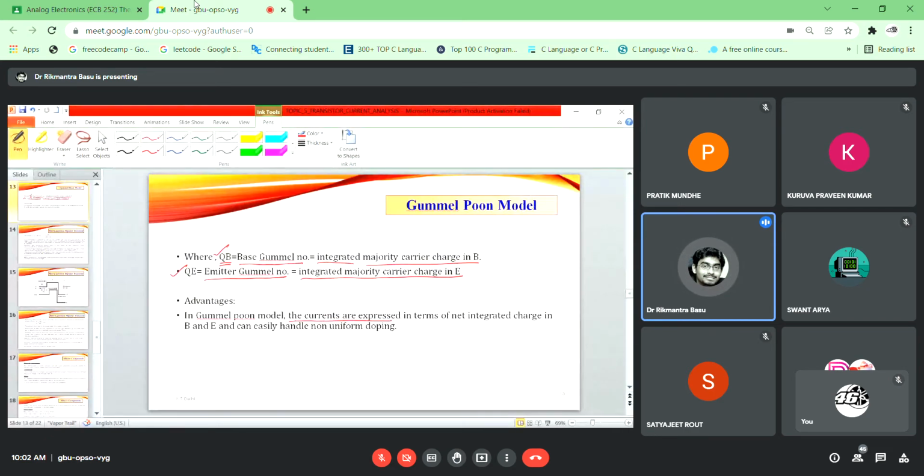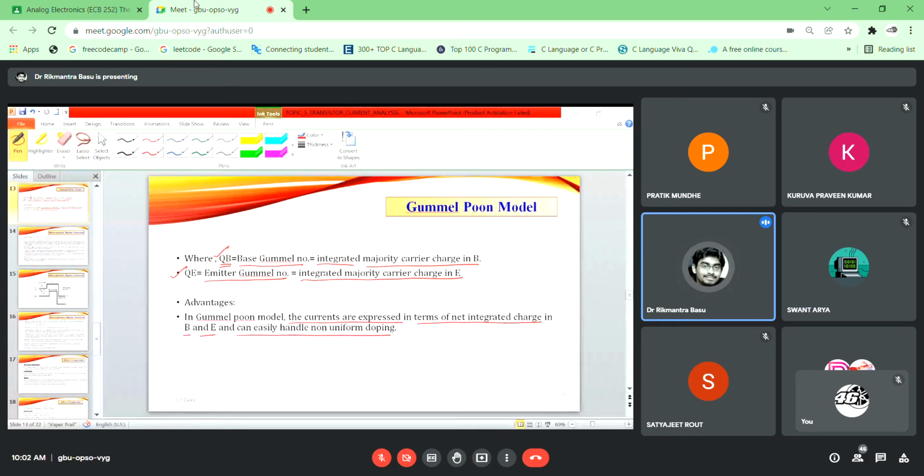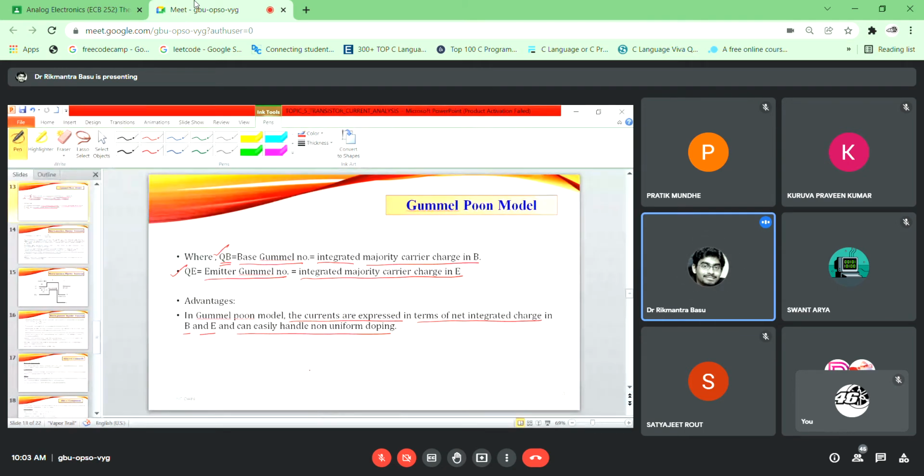Advantages of the Gummel-Poon model: the currents are expressed in terms of net integrated charge in the base and emitter, and non-uniform doping can easily be handled, which was not possible in the charge control analysis or any other analysis. But one common thing is that the charge control analysis, the Gummel-Poon model and the Ebers-Moll model all deal with charges. They are not defined just based on certain doping and other things. They define across the charges, and depending on the flow of charges, the terminal currents IE, IB, IC are calculated. Previously, in a bipolar junction transistor, we have seen how different components of current flow, but we never calculated or mathematically estimated how the currents flow. That we have now done, which is extremely required for the amplifier application of a transistor. So those are the two different models we intended to cover.